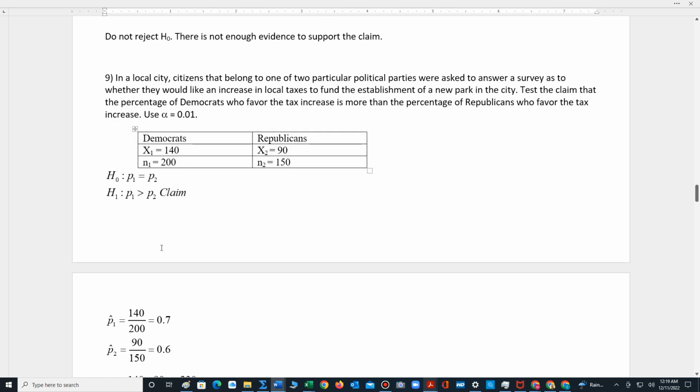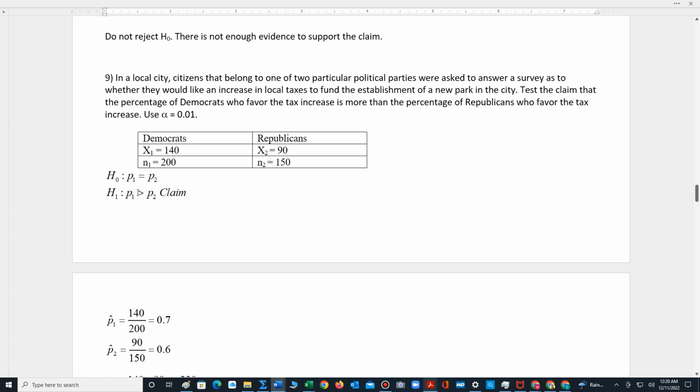Number 9, we're testing the difference between two proportions. The problem states the following. In a local city, citizens that belong to one of two particular political parties were asked to answer a survey as to whether they would like an increase in local taxes to fund the establishment of a new park in the city. Test the claim that the percentage of Democrats who favor the tax increase is more than the percentage of Republicans who favor the increase. Alpha 0.01.